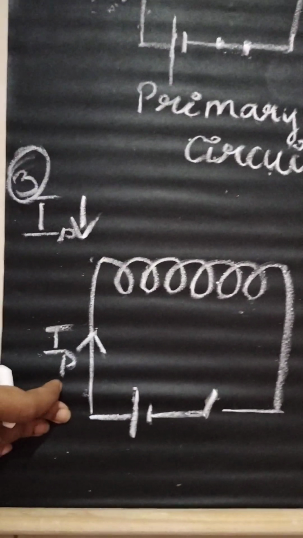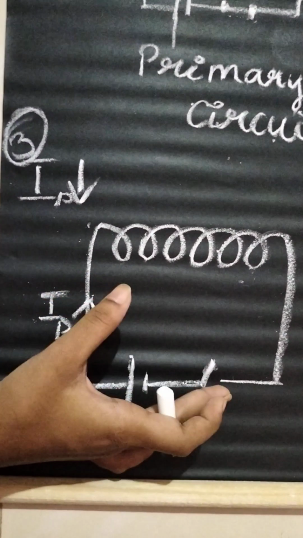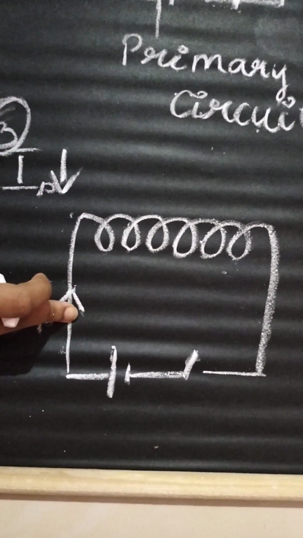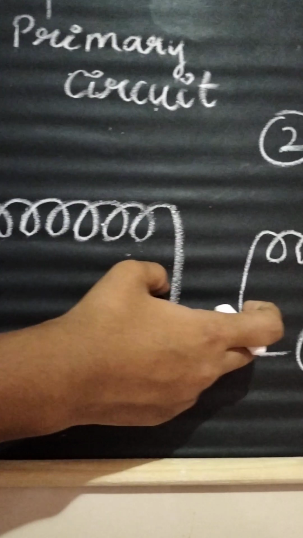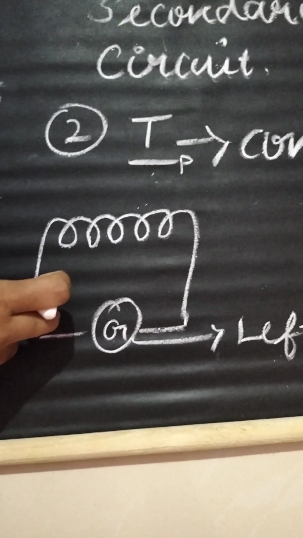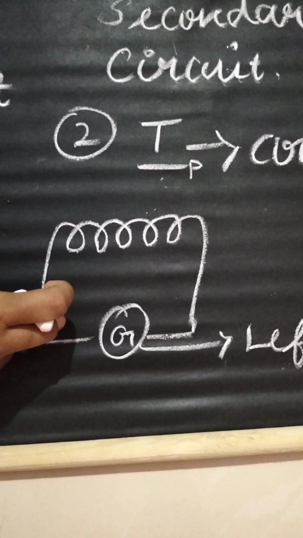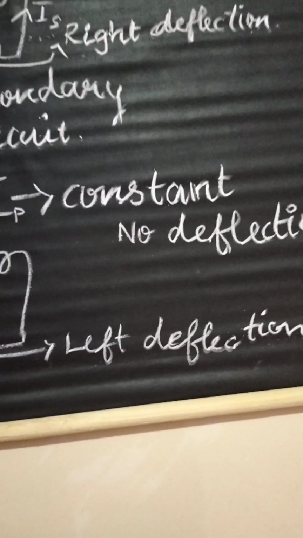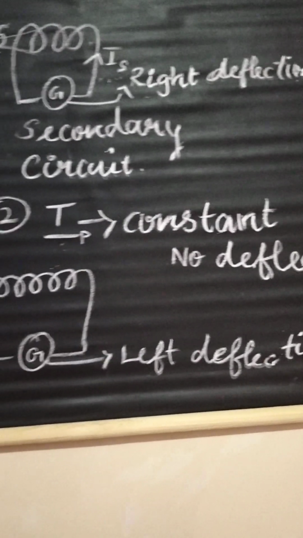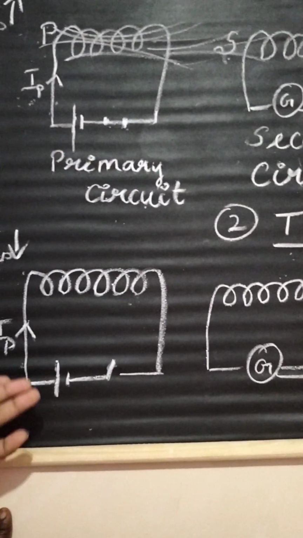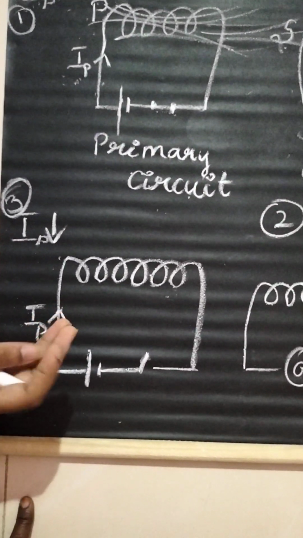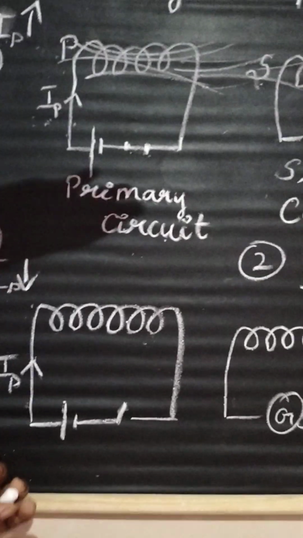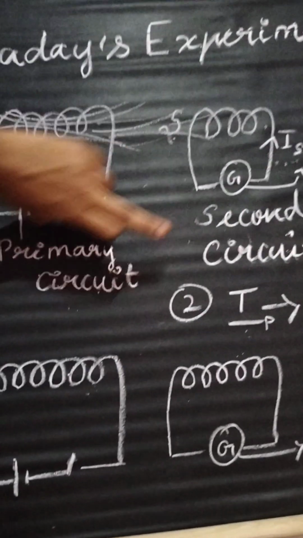And the third is when the key is open. When the key is open, the current starts to decrease. Then the deflection shown by the galvanometer is on the left side. This indicates that when the current changes, the magnetic field also changes, which changes the galvanometer deflection. So the current produced in the secondary circuit is also changed.